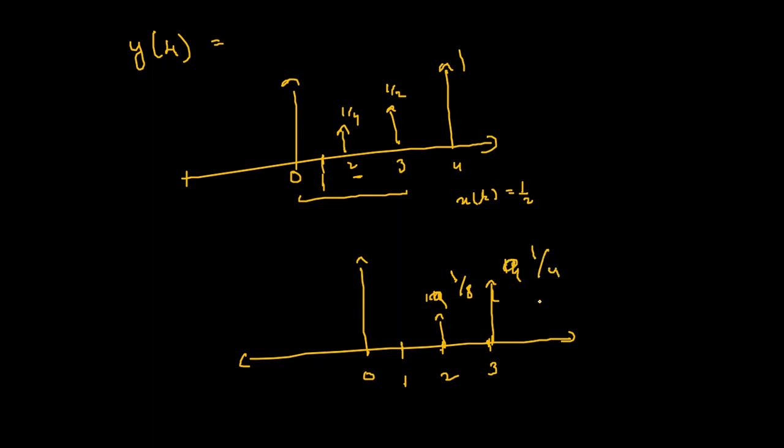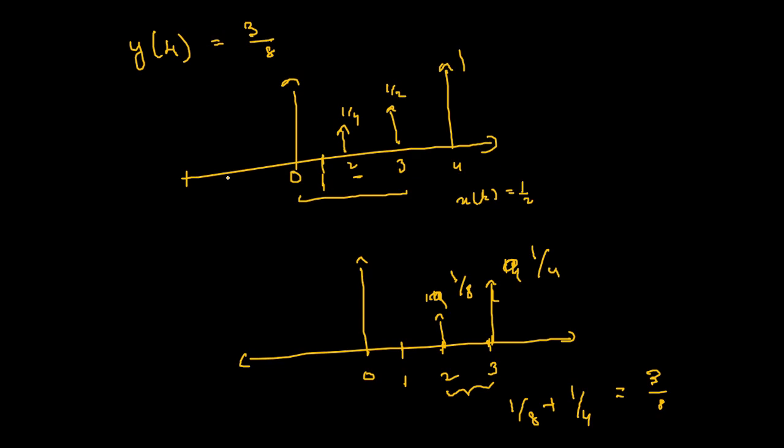1 by 4. So now adding up of these two signals, we get 1 by 8 plus 1 by 4, which is 3 by 8, right? So this is 3 by 8. So finally we have y of 4, which is 3 by 8. Then this has been shifted by one more unit.